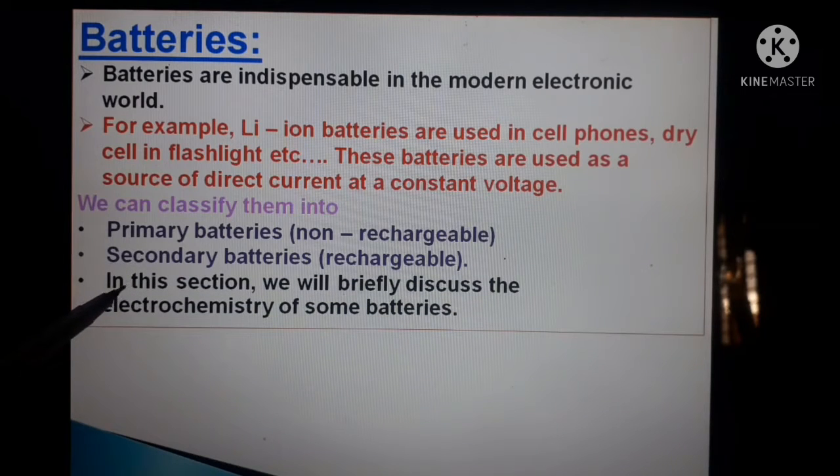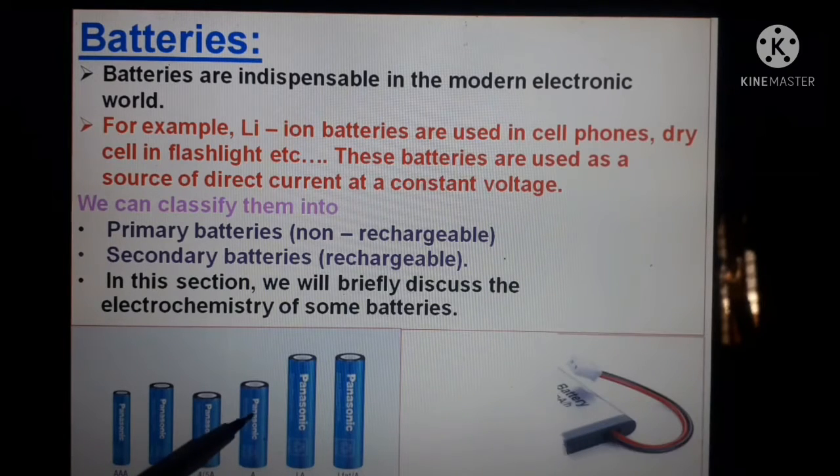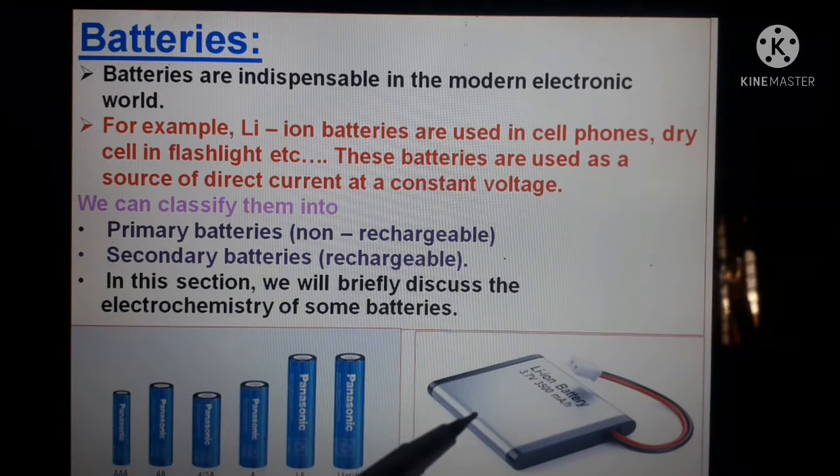Now we see the electrochemistry of some batteries. One by one we will see that. This is the dry cells. Dry cells are available in various voltages. Okay. We use them in regular life. Next one, in mobile cell phones we use the lithium ion battery. This is the lithium ion battery.